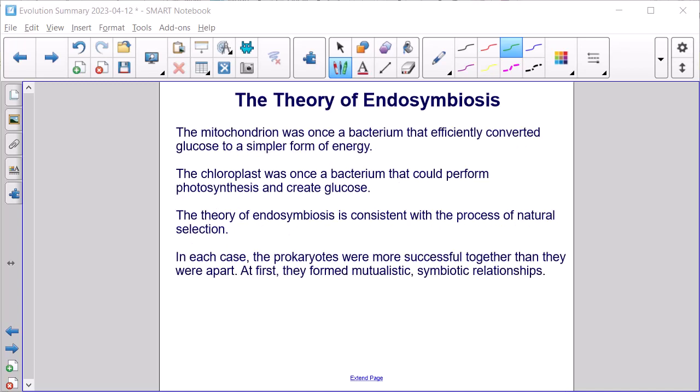The theory of endosymbiosis. The mitochondrion was once a bacterium that efficiently converted glucose to a simpler form of energy. The chloroplast was once a bacterium that could perform photosynthesis and create glucose. The theory of endosymbiosis is consistent with the process of natural selection. In each case, the prokaryotes were more successful together than they were apart. At first, they formed mutualistic symbiotic relationships.